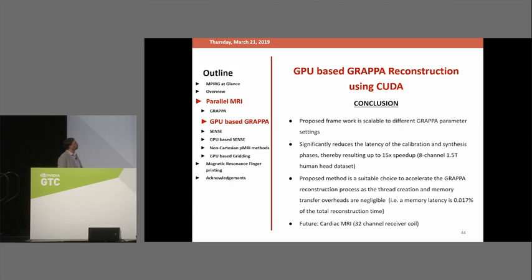So in conclusion for this part, the proposed framework is scalable to different GRAPPA parameter settings, and significantly reduces the latency of the calibration and the synthesis phases. The proposed method is a suitable choice to accelerate the GRAPPA reconstruction process, as the thread creation and memory transfer overheads are negligible compared to the speed up gains. The future work is we want to test it more on cardiac MRI, because timing is very important, and the data needs to be acquired much quicker in cardiac MRI.